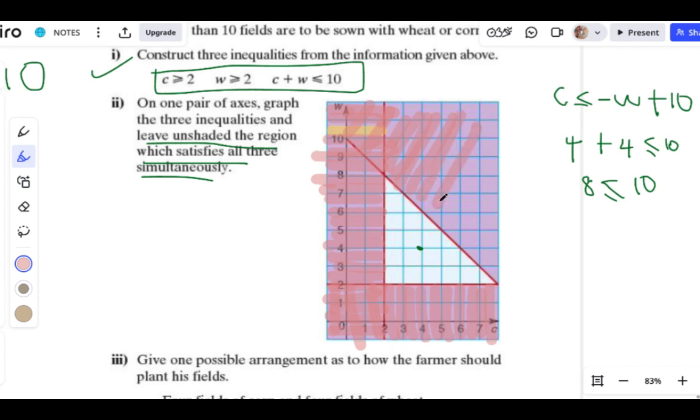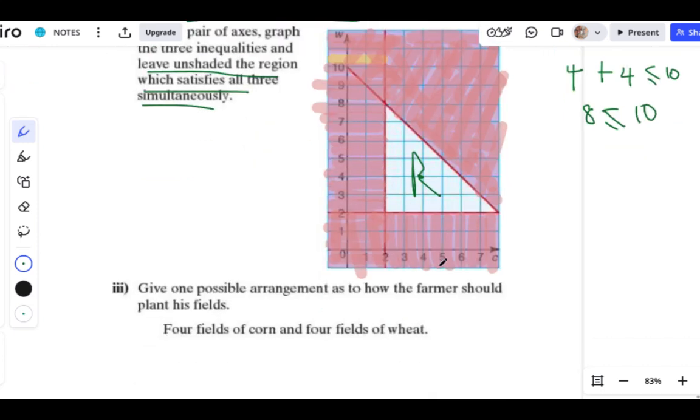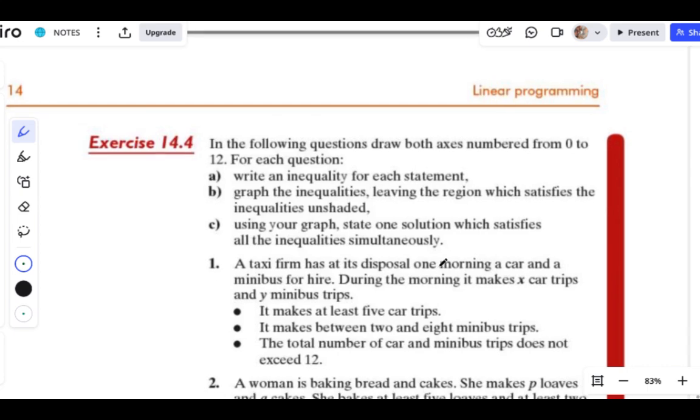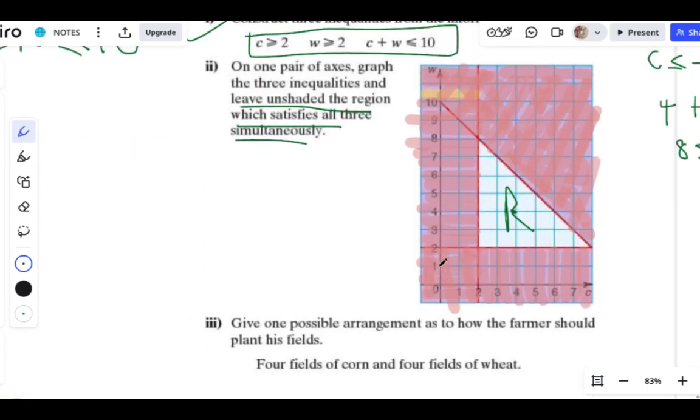At the end of the day, you have a space for the farmer to plant his corn and wheat. This remaining space is where the farmer will plant his corn. Shade this one very well, okay? Don't mind my shading. Yours should be better. So the farmer has this region left for him to plant his corn and whatever else. Okay, so this is how to do linear programming. With this, we've come to the end of today's class. Thank you for joining us.